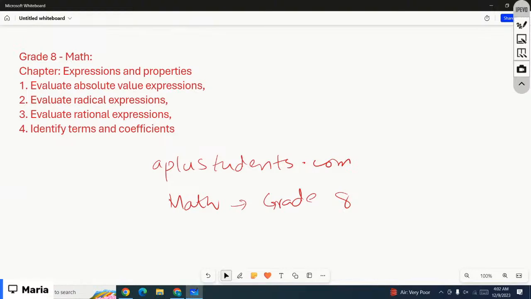We're going to start with the chapter expressions and properties, and the lessons we're going to cover today are evaluate absolute value expressions, evaluate radical expressions, evaluate rational expressions, and identify terms and coefficients. So let's just start with the first lesson.